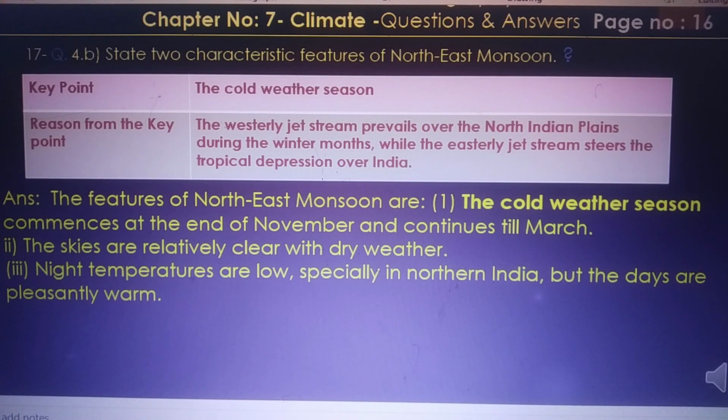Question number 17. State two characteristic features of the northeast monsoon. First key point: cold weather season. The reason from the key points: the westerly jet stream prevails over the North Indian plains during the winter months, while the westerly jet stream steers the tropical depressions over India.